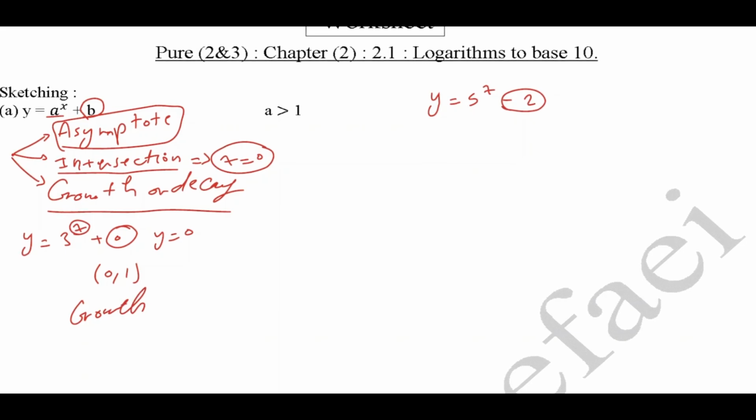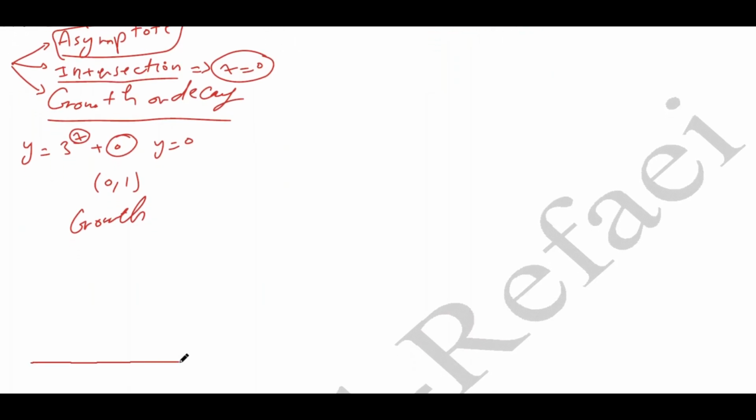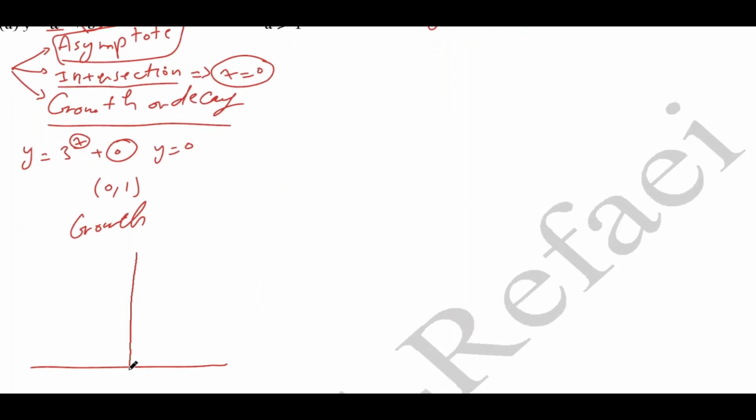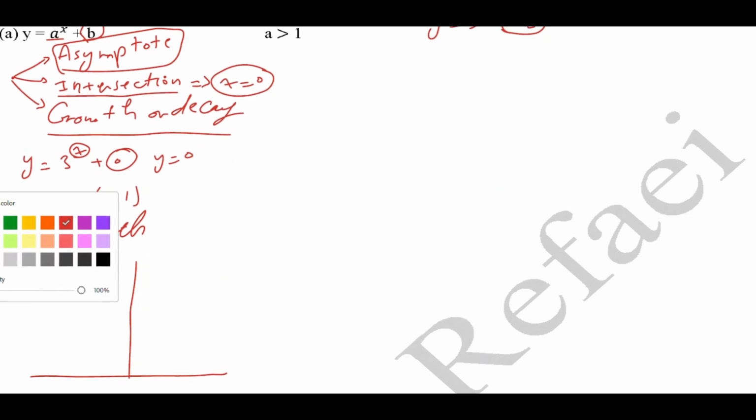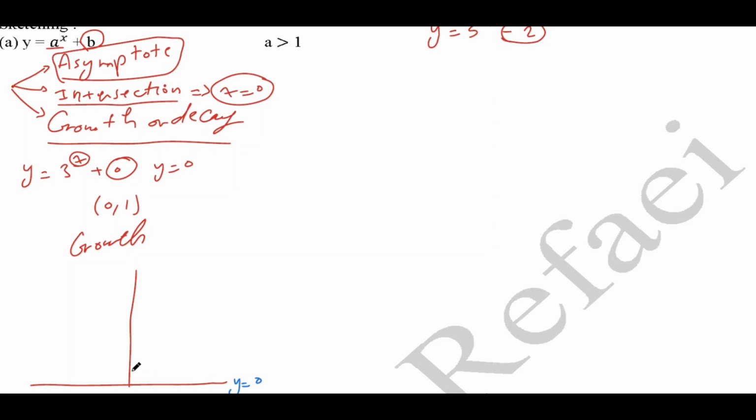I'm going to sketch it. Simple. This is the asymptote line, y equals 0. This is the intersection point, 0, 1, and it's growth, which means it's going up exponentially from left to right.